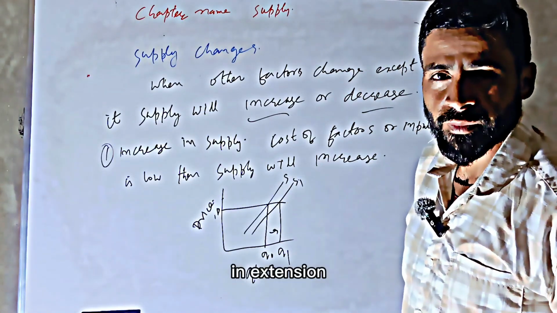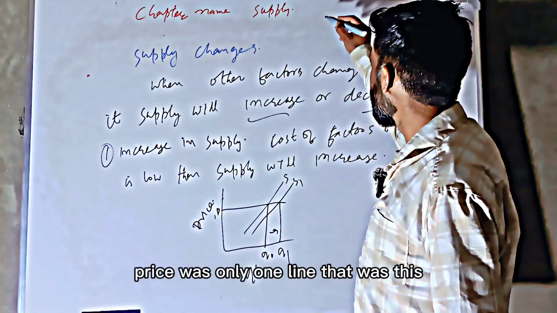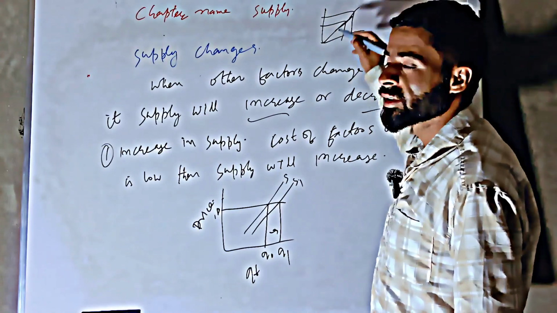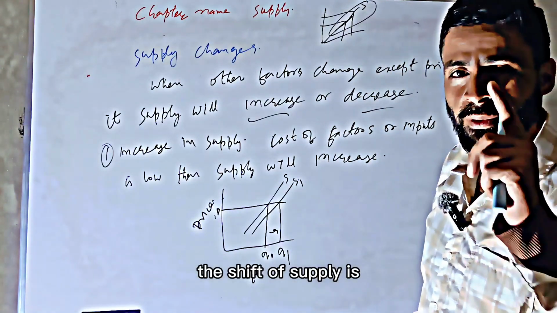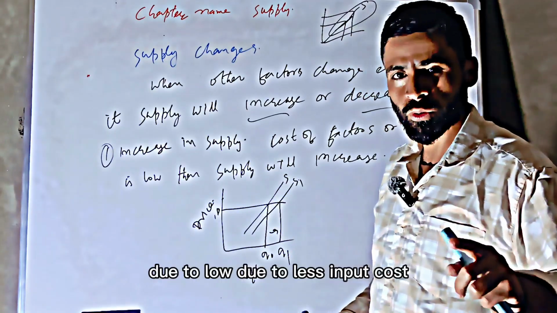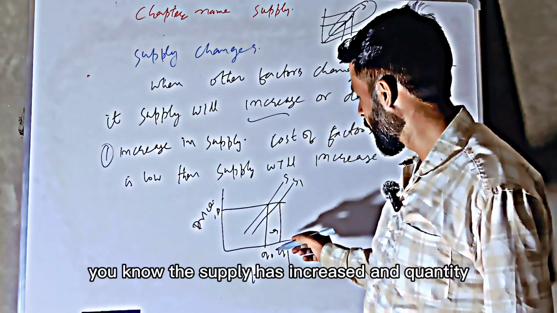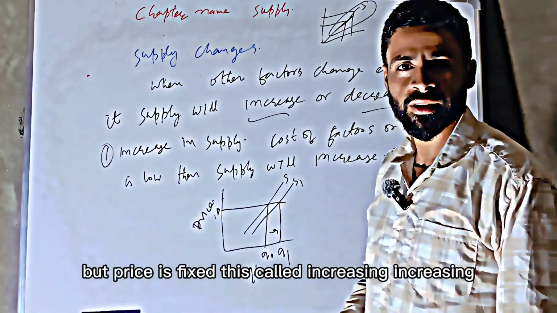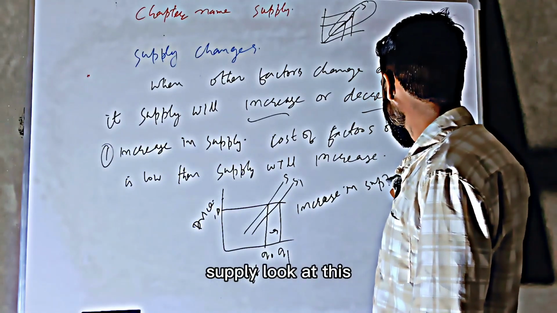In extension, the movement of price was only on one line, like this, only in this line. The line was only one. But here no, the shift of the supply line is very important. Due to less input cost, the supply has increased, and the production quantity has increased here, look at this, but price remains fixed. This is called increase in supply. Look at this.